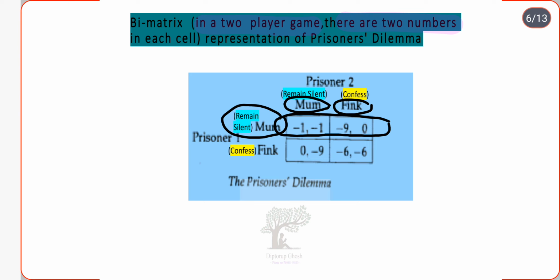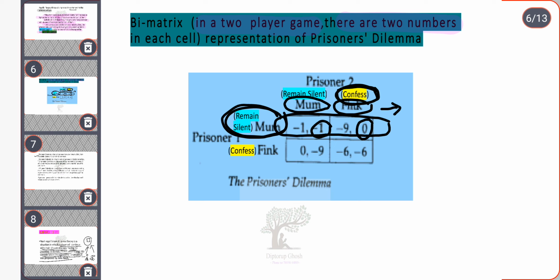Now, the second number denotes prisoner 2's payoff and the first number denotes prisoner 1's payoff. So if prisoner 2 selects mum, then prisoner 2 gets 1 year of imprisonment. And if prisoner 2 selects the fink option, then prisoner 2 gets 0 years of imprisonment. So prisoner 2 will be set free. So prisoner 2 will obviously select the option of fink, that is, to confess. So when prisoner 1 remains silent, prisoner 2 chooses to confess, or fink.